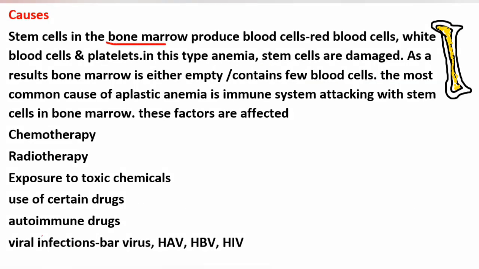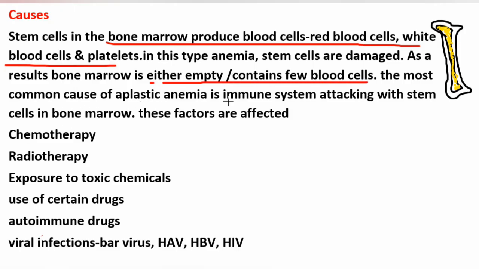Causes: stem cells in the bone marrow produce blood cells, for example red blood cells, white blood cells, and platelets. In this type of anemia, stem cells are damaged. As a result, the bone marrow is either empty or contains few blood cells. The most common cause of aplastic anemia is the immune system attacking the stem cells in the bone marrow.